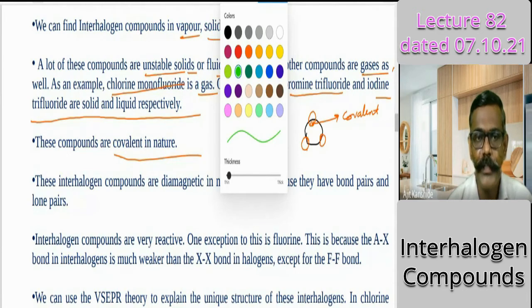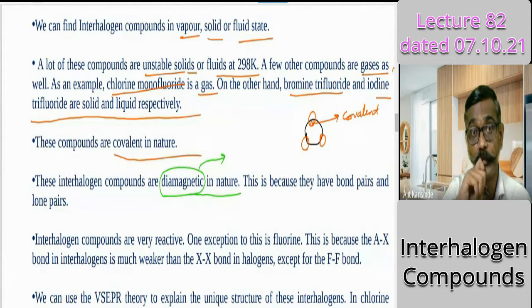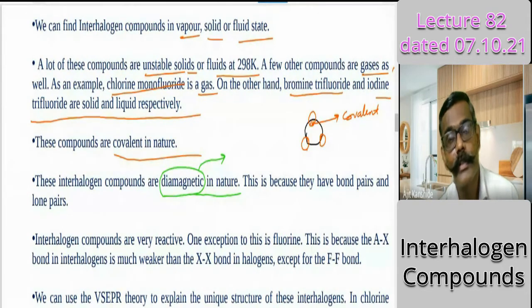Next point. These interhalogen compounds are diamagnetic in nature. Answer for my question. When can one molecule be diamagnetic? What is the essential condition of diamagnetism? There should be or there should not be. Diamagnetic nature means what? In molecular orbital theory, we have discussed that last year also in detail. We have discussed this point. When can one molecule be diamagnetic? Or you can answer, when can one molecule be paramagnetic?